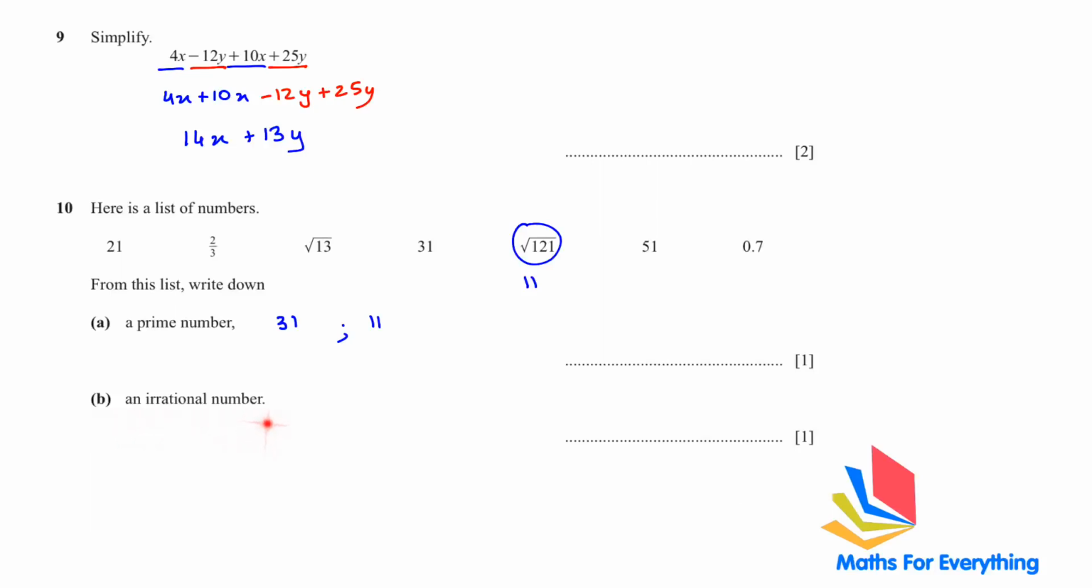Part B, an irrational number. An irrational number is a number that cannot be written as a fraction. So from here, which numbers cannot be written as a fraction? If you have a whole number, we can write it as a fraction with the denominator 1. If you have a decimal, that can be written also as a fraction. So here the irrational number is square root 30.